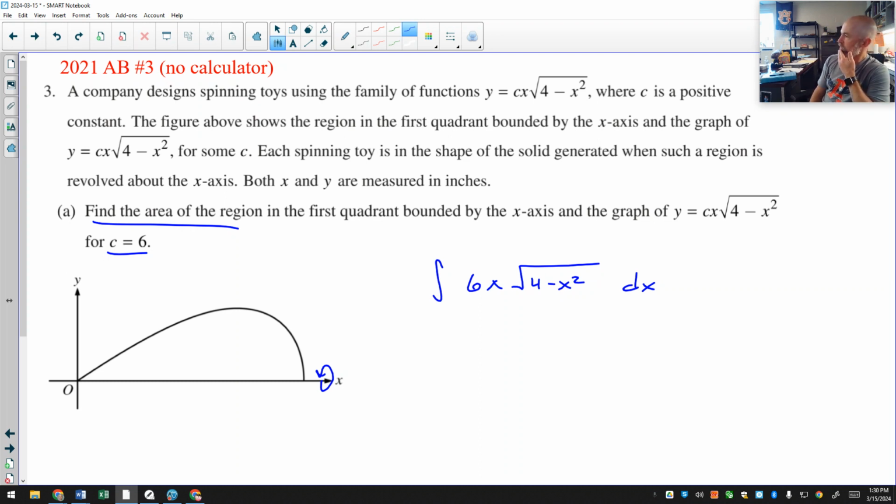Right? Now what are we missing? We need limits of integration. One of them's easy. What's this one? Yeah, you do. Don't say no. Think about it. 2.